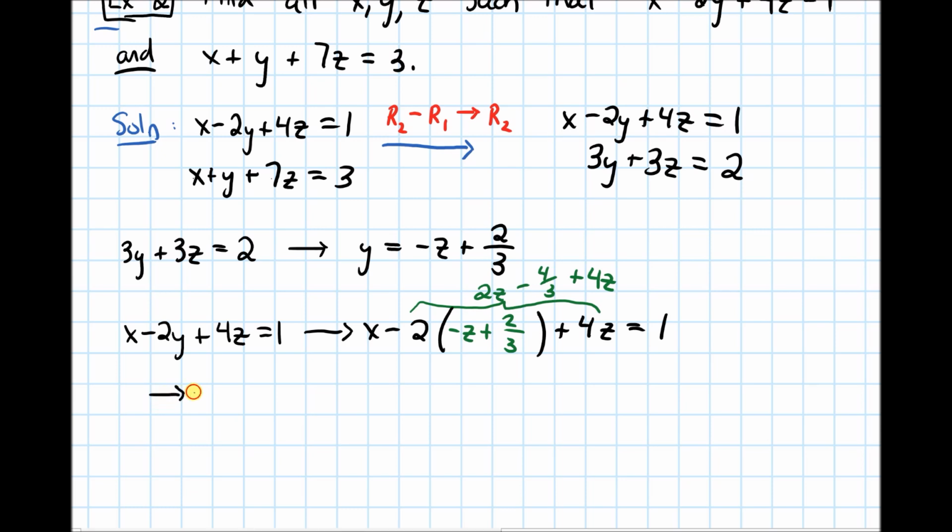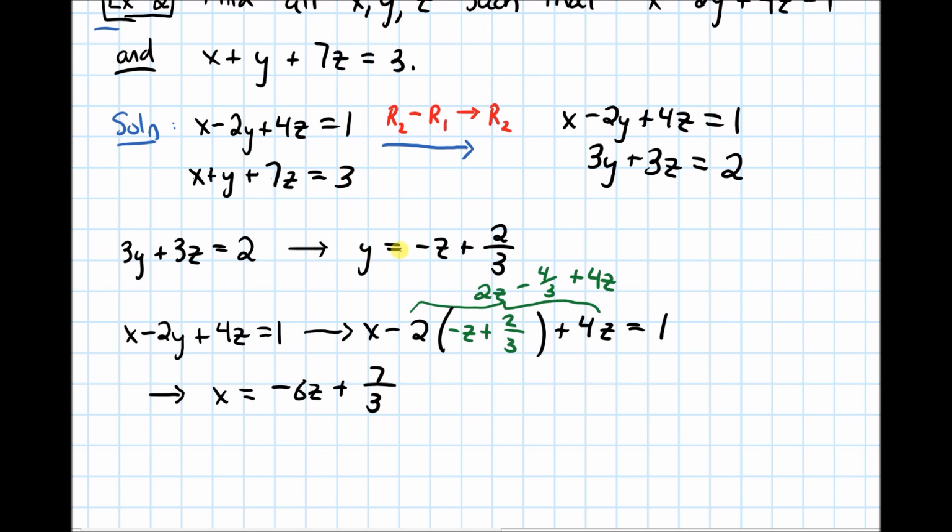So if I isolate the x, I will get x equals, so I know 2z plus 4z, that's 6z, and moving that to the right-hand side, I'll get minus 6z. And then I have this minus 4/3, and if I move that to the right-hand side, I'll get 1 plus 4/3. And getting a common denominator, that is 7/3. Okay, so we know what x is at this point. X equals negative 6z plus 7/3.